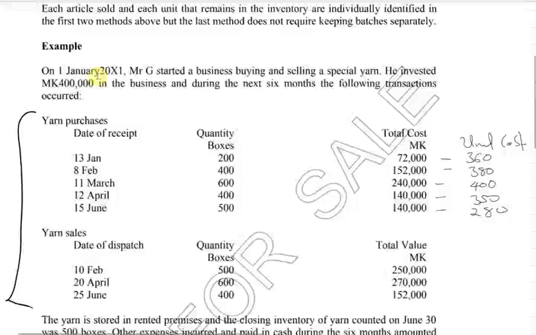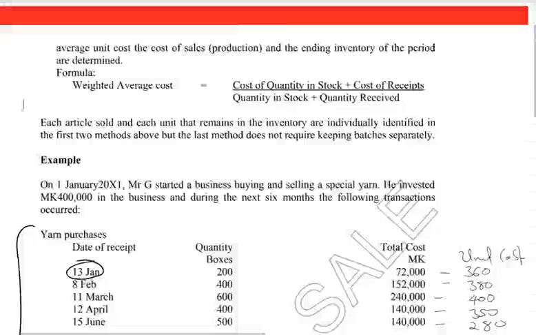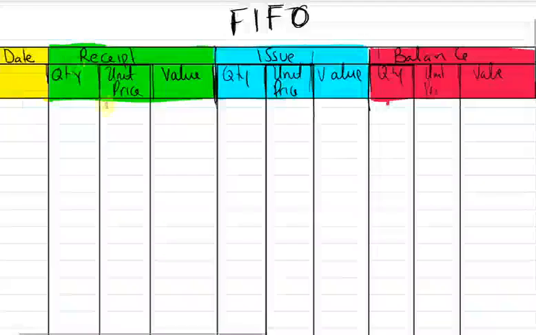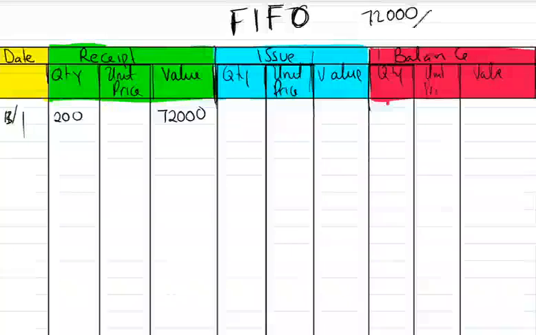We'll start with the first transaction. The first transaction is happening on 13 January. On 13 January, they are buying 200 boxes at a value of 72,000. So what is the unit price? For us to find the unit price, we're going to say 72,000 over the quantity, which is 200. So the answer will be 360.